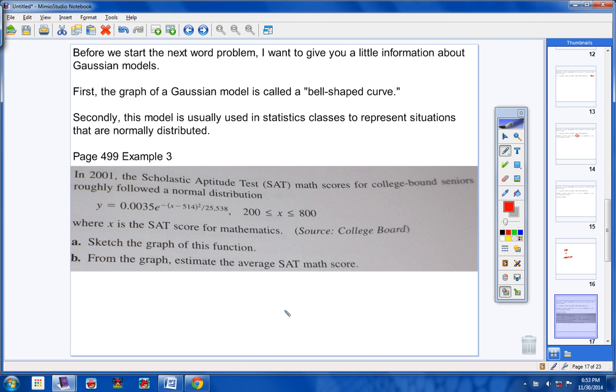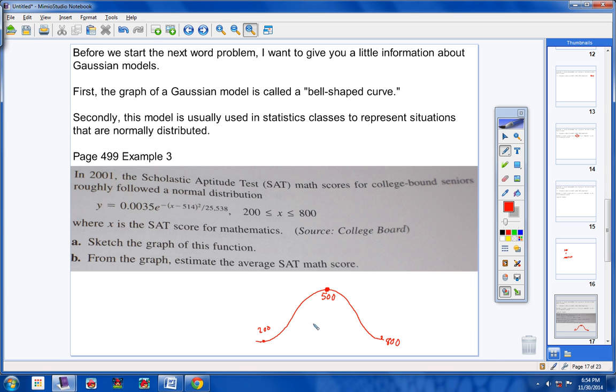Now, it is true. Please listen to me, students. It is true that if you were to graph this, it would look like this. In fact, you see the graph right there on page 499. The graph would look like this. It is true that the average score would be this high point right here. So, really, if 200 is over here and 800 is over here, then it stands to reason the middle, the average, would be 500. But here's the problem with that reasoning.